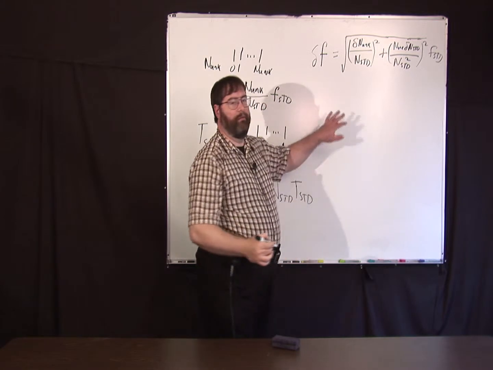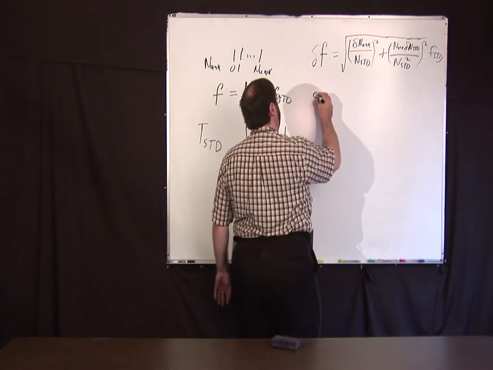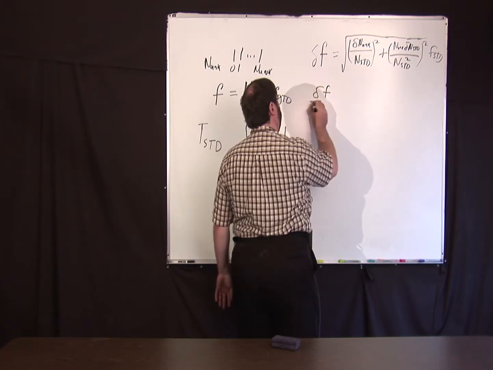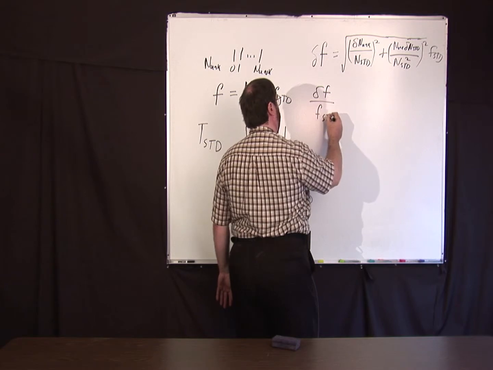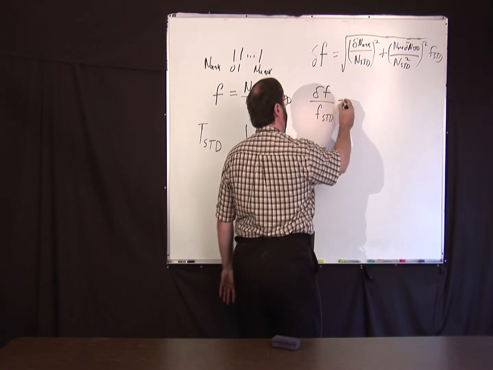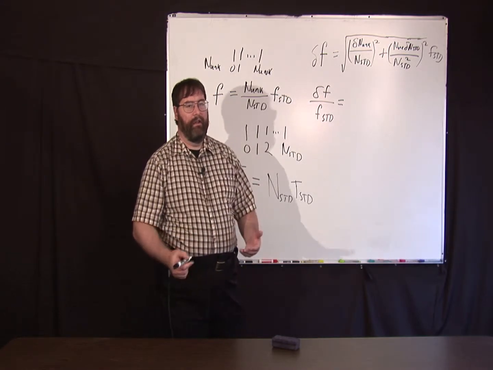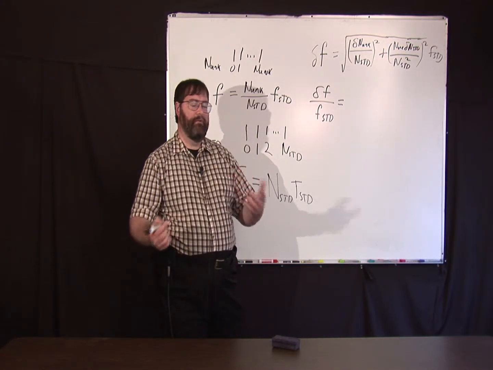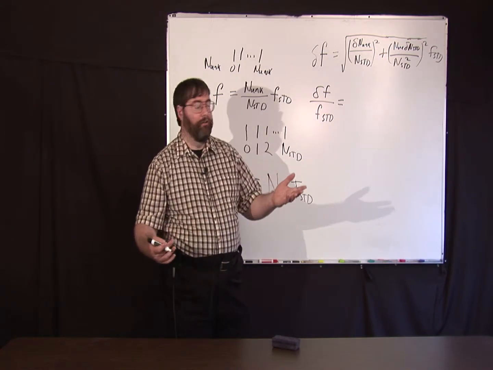Okay, doing a little bit of algebra, not much though. We often want to know what the uncertainty is relative to the frequency of the standard, so we just divide both sides by that. And since we're counting things, the uncertainty in the count is, let's say, plus or minus 1 or plus or minus a half, depending. We'll just say plus or minus 1.